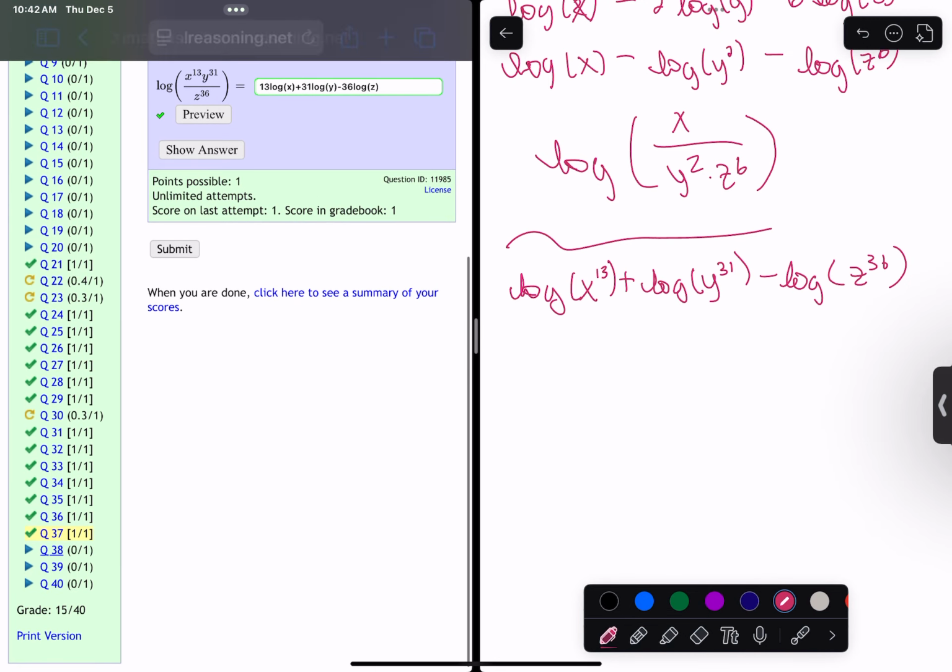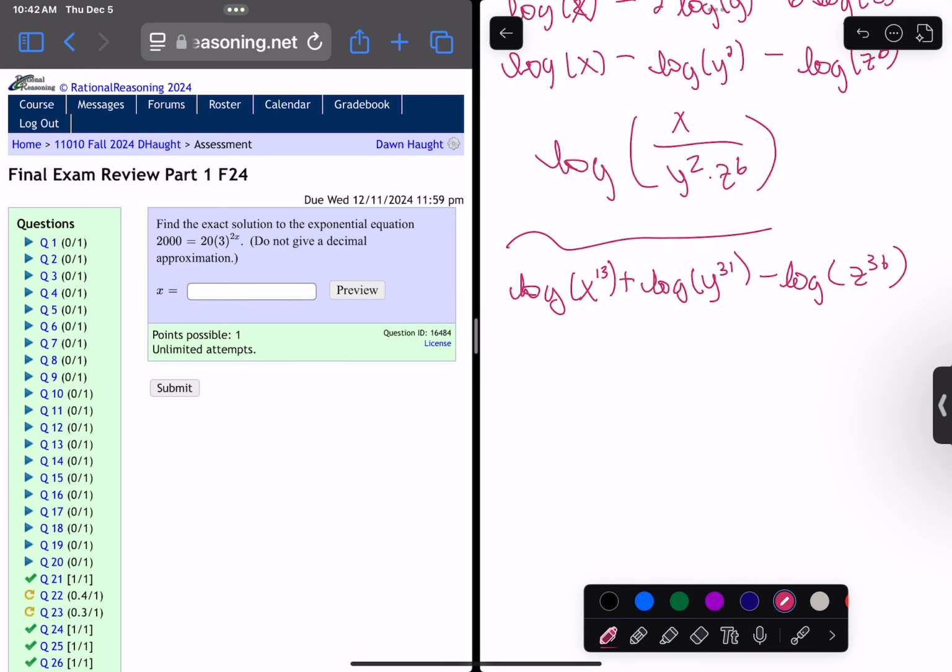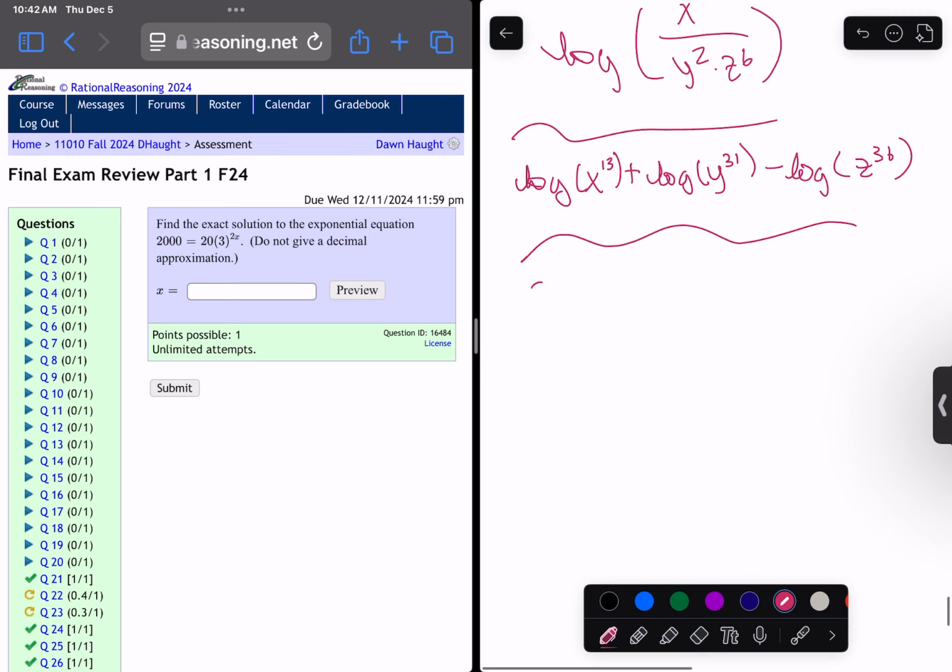Okay, we're almost done with part 1. So it says, find the exact solution of this exponential equation. So you always want to proceed in the following manner. You want to isolate this. So if this front number appears, which could have been your starting value, divide that off. Always divide that off first before you proceed. So let's divide by 20. And we get 100 equals 3 to the 2x.